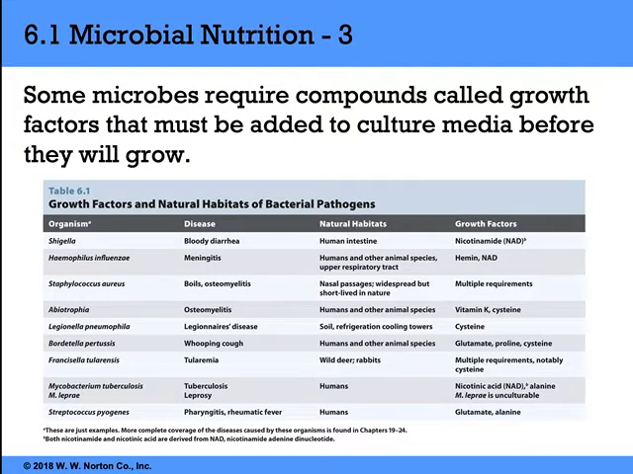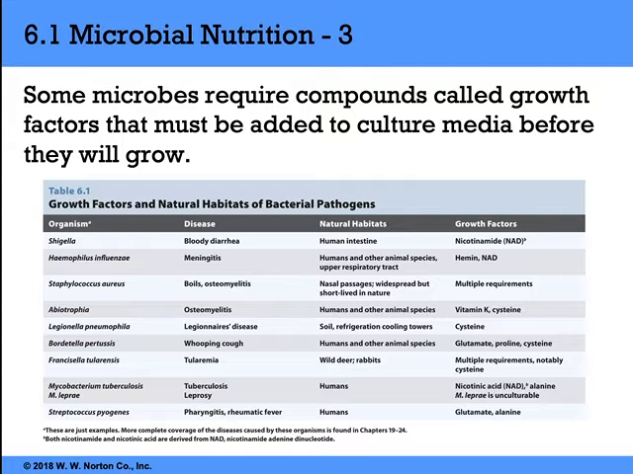Some microbes require compounds known as growth factors that you have to add to the culture before they'll actually grow. Okay, examples, and again, we're talking here about the use of a growth factor in a lab setting, right? The growth factors that you need in the environment for the bacteria that are found out in the wild are naturally occurring in those environments.